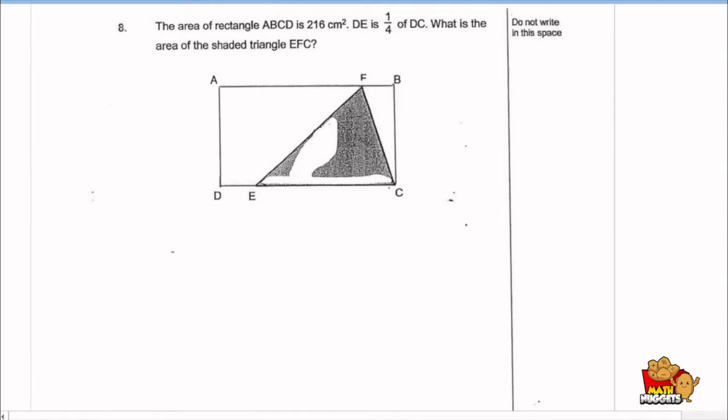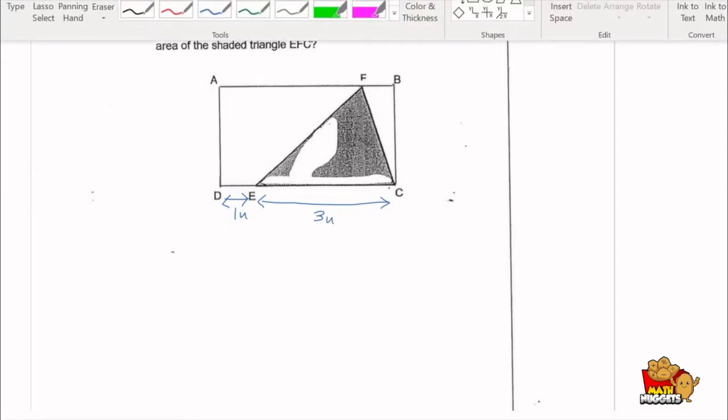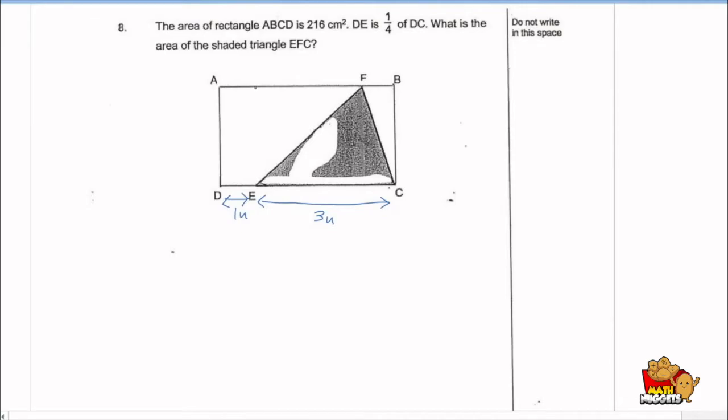Question 8. The rectangle's area is 216. DE is 1/4 of DC. So this is 1 unit. This is 3/4, so this will be 3 units. So let me cut the rectangle up. I can cut it into 4 equal parts like that.